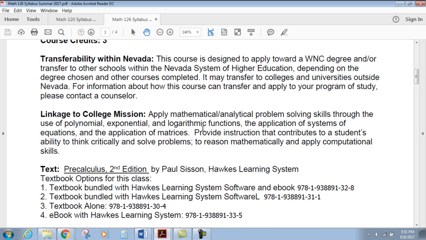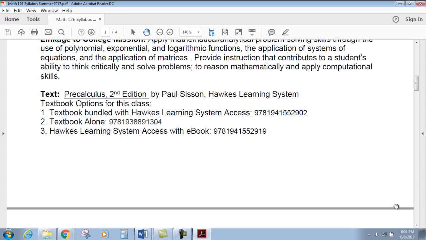Linkage to the college mission: apply mathematical analytical problem-solving skills through the use of polynomial, exponential, and logarithmic functions, the application of systems of equations, and the application of matrices. Provide instruction that contributes to a student's ability to think critically and solve problems, to reason mathematically and apply computational skills.